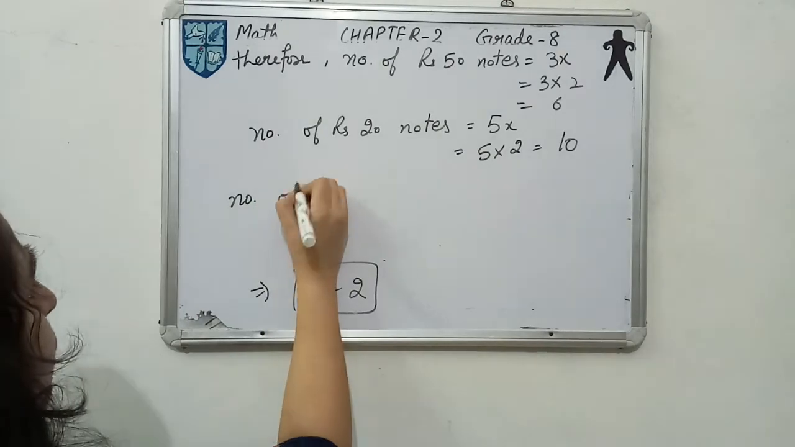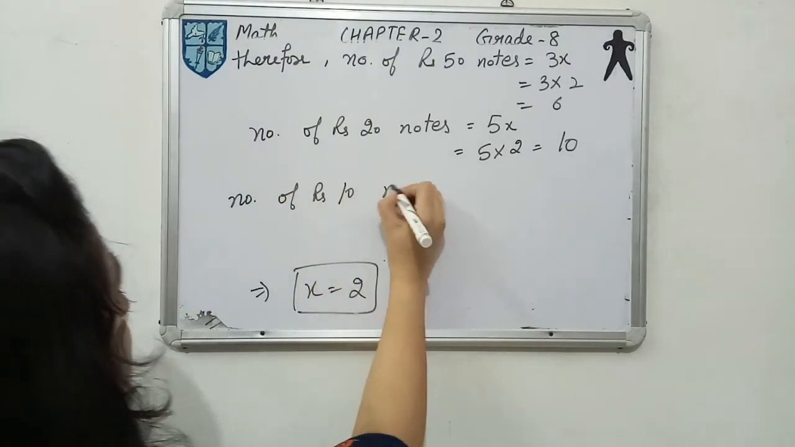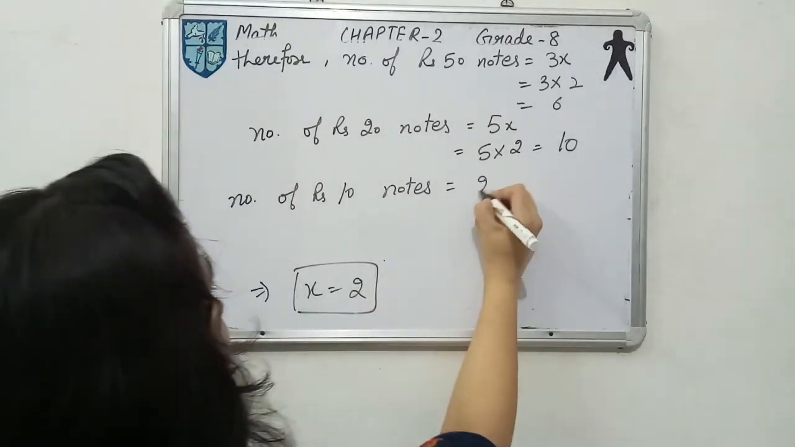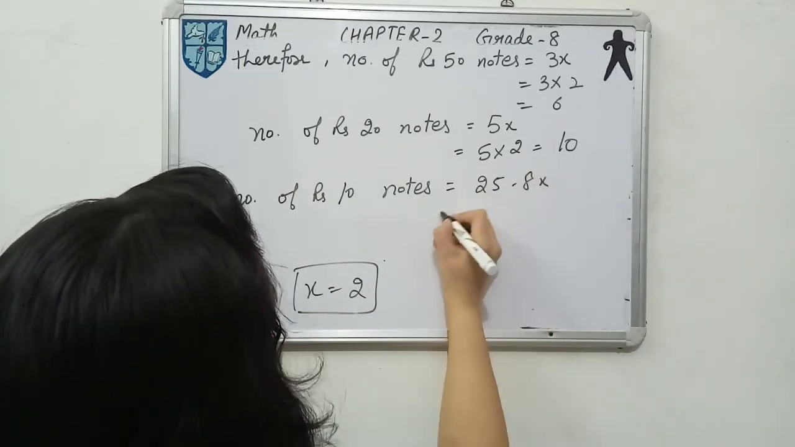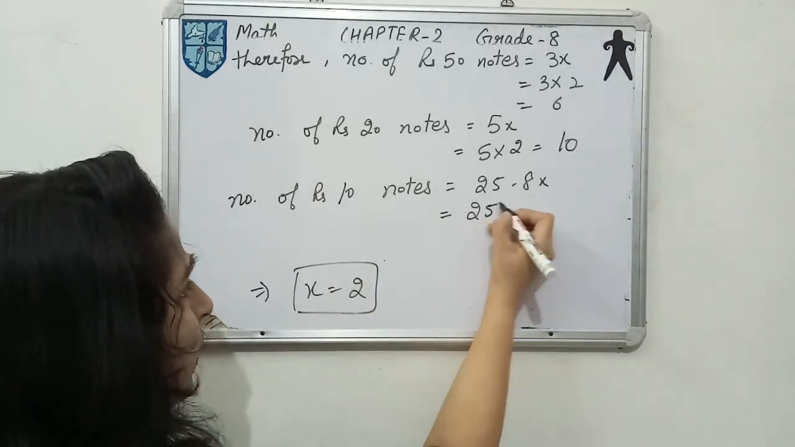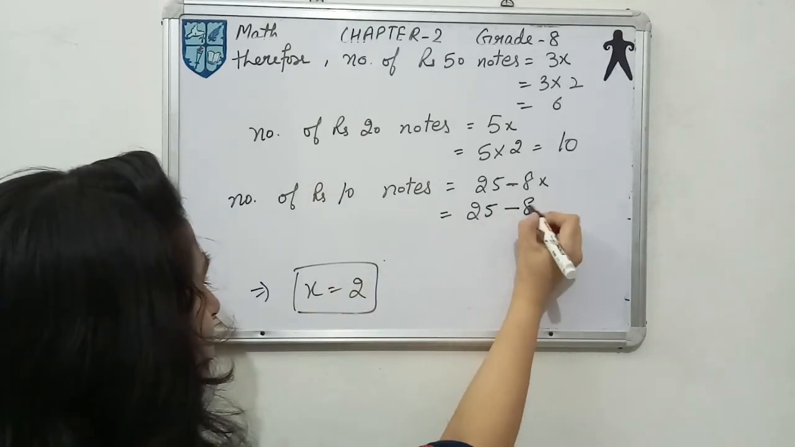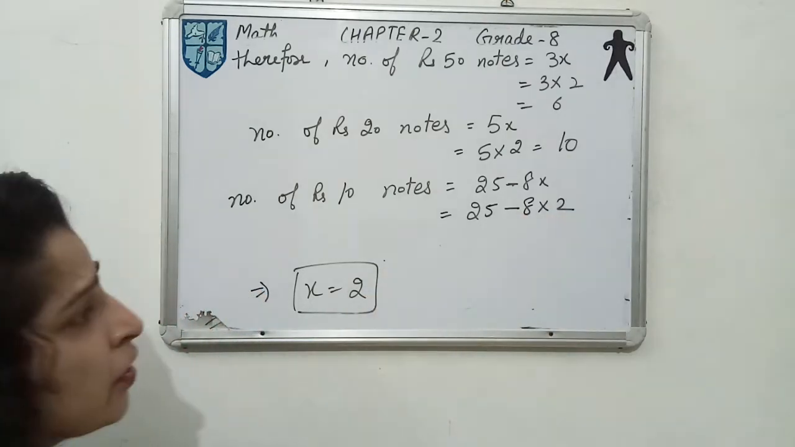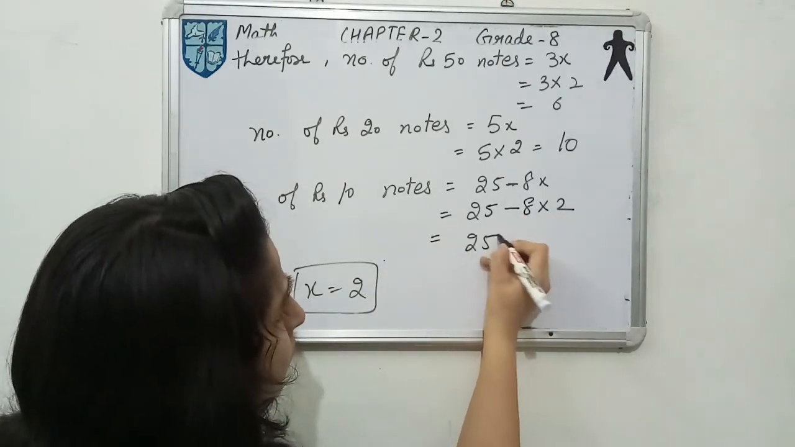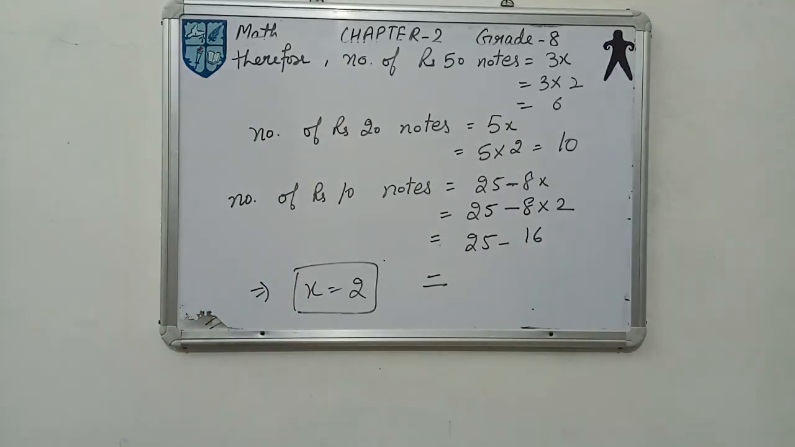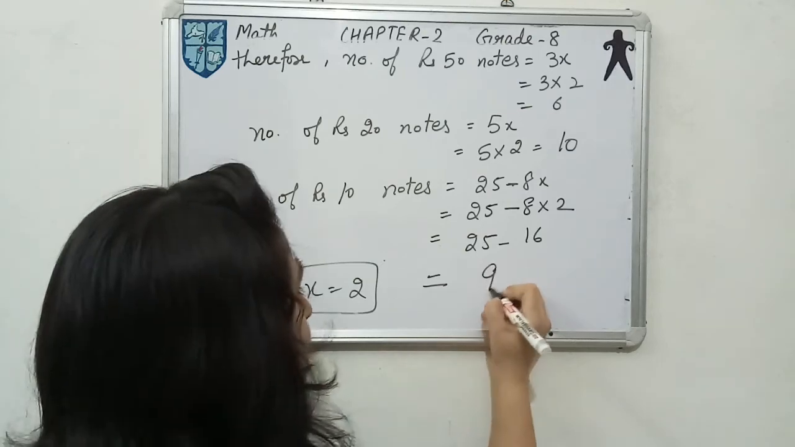Then number of rupees 10 notes. You can see here we have let it 25 minus 8x in the starting. Okay, so what we will do, we will write 25 minus 8 into x. x is 2. So we will write here 2 instead of x. So 25 minus 8 2s are 16. When you solve it further, you can see 25 minus 16 is 9 only.